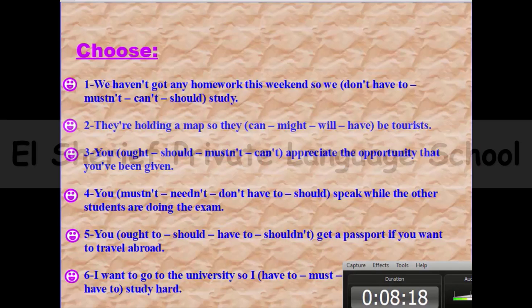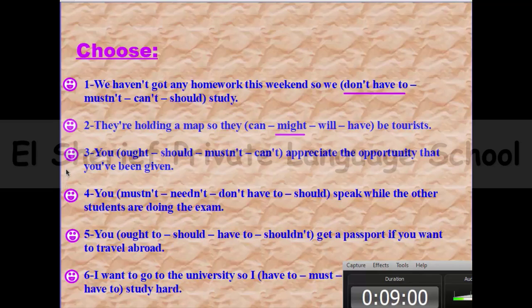So, let's check some exercise here. We haven't got any homework this weekend, so we don't have to, mustn't, can't, should study. Yes, we don't have to study. Number 2, they are holding a map so they can, might, will, have, be tourists. Yes, might be tourists, because we aren't sure if they are tourists or not, but I can guess. So we use the word might.